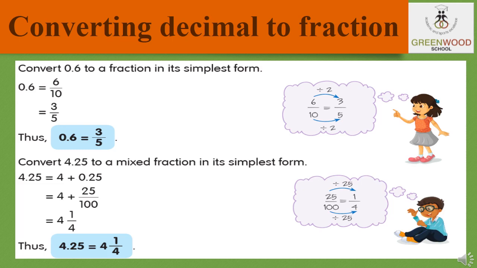Second example, convert 4.25 to a mixed fraction in its simplest form. 4.25 can be written as 4 plus 0.25. Now after point there are two digits, so in denominator 100 will come, and 25 by 100 is simplified to 1 by 4 by dividing with 25. So 4.25 can be written as a mixed fraction 4 integer 1 by 4.